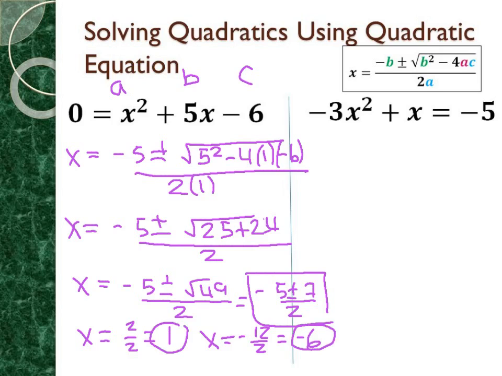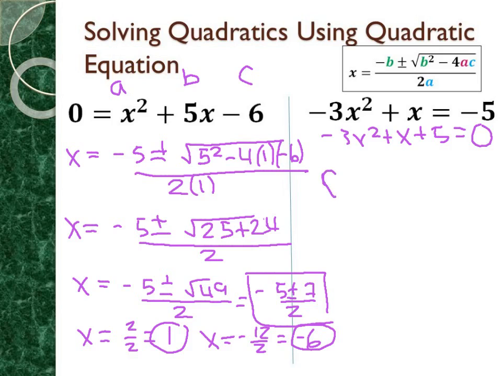Looking at the second equation, again, I want to remind you that these need to be written in standard form. So negative 3x squared plus x, what I'm going to do is add 5 to both sides of the equation, and that's going to get me 5 on the left side, and then I'm left with just 0 on the right.